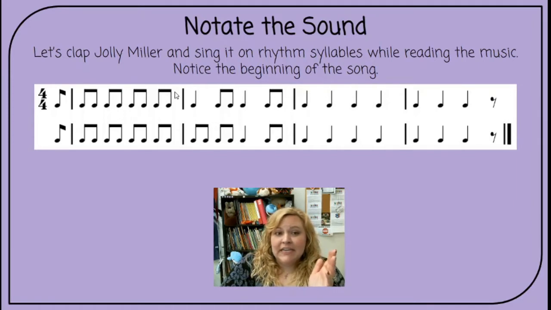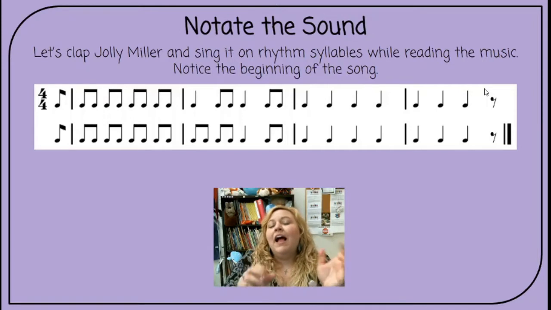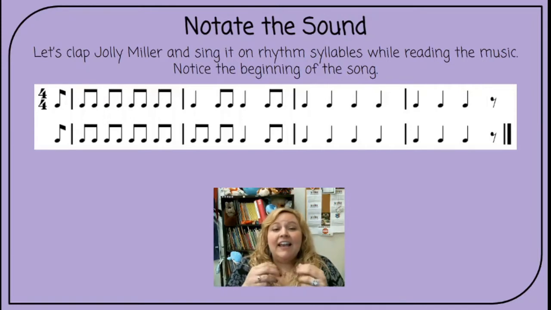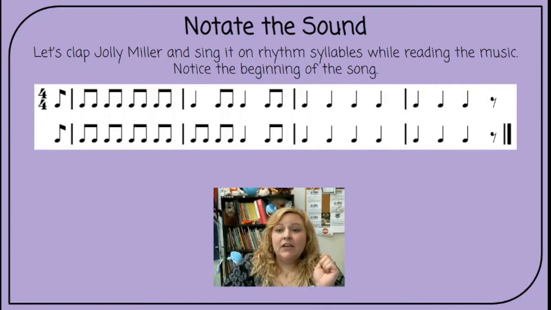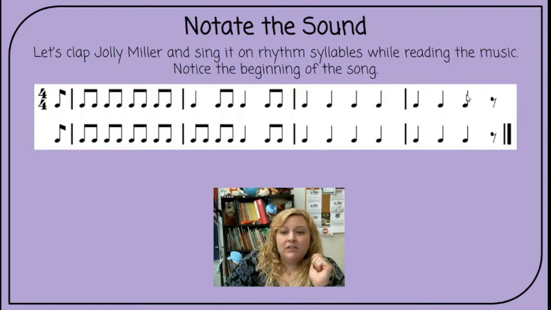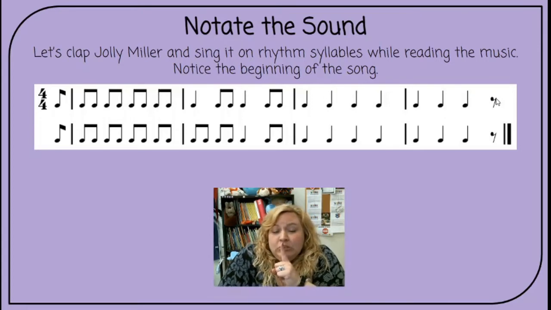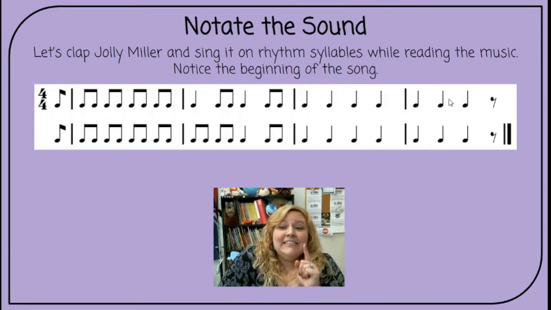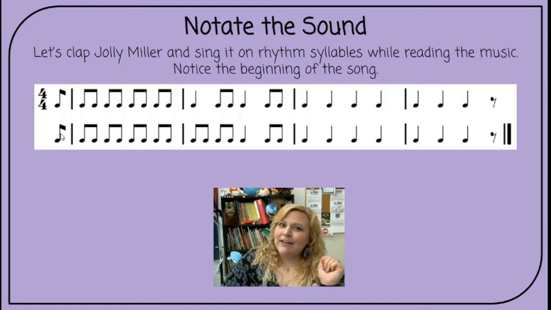It starts with D. Now look all the way over here. Do you see this guy? It looks like a number seven with a big fat head. That's actually an eighth rest. So this is where ta is, because we have ta, ta, ta. This is technically ta, but it's a rest, so you don't say it. And D comes over here to start the second phrase. D, ta, di, ta, di.